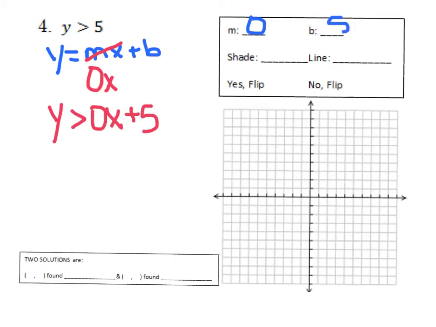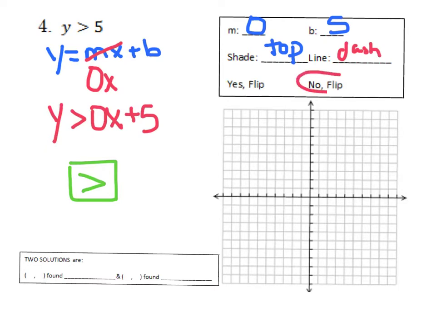So in other words, our slope here is 0. Our y-intercept is 5. Now, based on our inequality, which is greater than, notice our shading is going to be on top, because if you're greater, you're on top of the world, you're above everybody. There's no line underneath it, so that tells me that this line is going to be dashed. Did we have to flip here? There was no need to flip because if I box that variable, notice it's positive, so no flip needed.